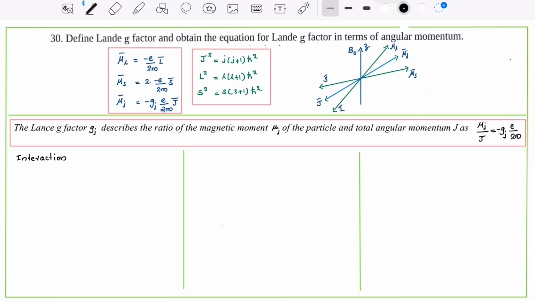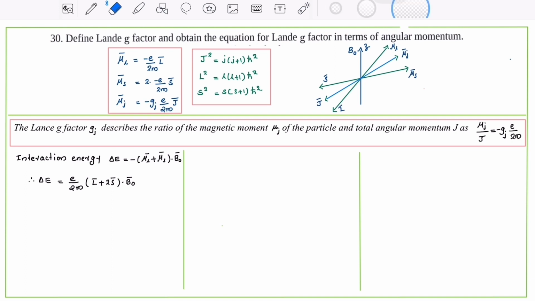Suppose you have an electron placed in a magnetic field, then the interaction energy is given by minus (mu l plus mu s) dot B0, where mu l is the magnetic moment due to orbital motion and mu s is the magnetic moment due to spin motion. We have mu l is equal to minus e by 2m into L and mu s is equal to minus e by 2m into S into 2. Therefore, the interaction energy is e by 2m into (L plus 2S) dot B0. Let it be our equation number 1.